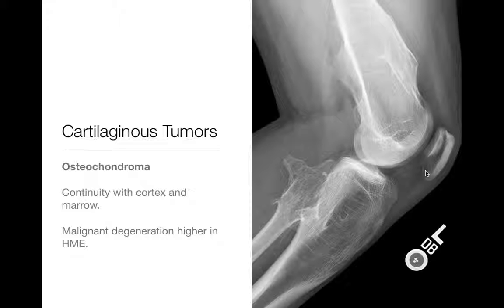The key descriptor and your key thing that's going to help you make this diagnosis of an osteochondroma is that they're going to be in continuity with the cortex and the marrow. So you see this lesion right here. Here's the cortex, and here's the marrow. It's all in nice contiguity, and so you can safely call that an osteochondroma.